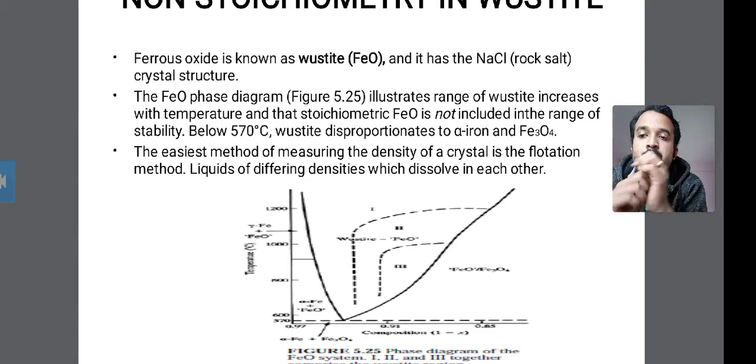Therefore, below 570 degrees Celsius, the oostide disproportionates to alpha iron and Fe3O4. You have to be below the temperature of 570 degrees Celsius for the oostide to disproportionate to alpha iron and Fe3O4.